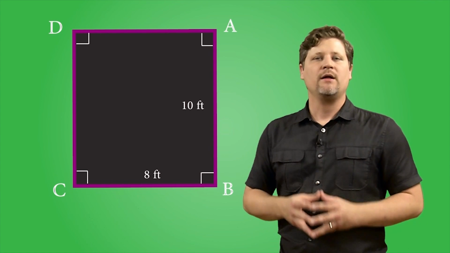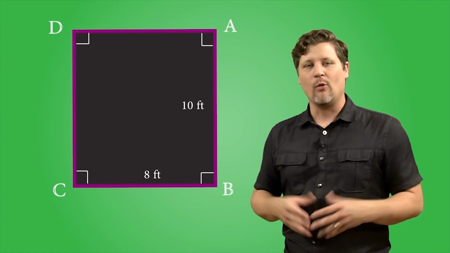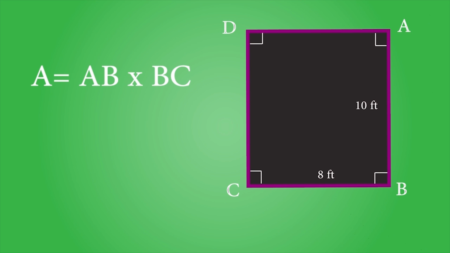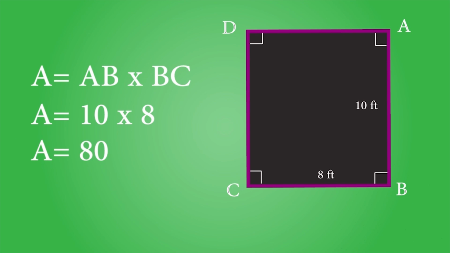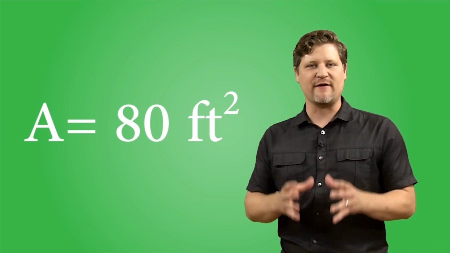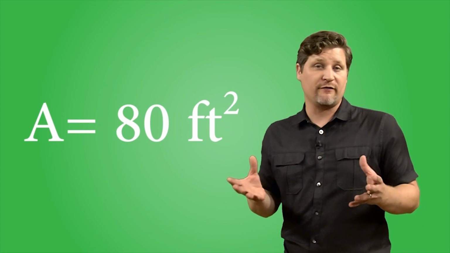To make it easy, to find out the area of your room, we'll multiply side AB with side BC. So that will be area equals 10 by 8, which is 80 feet. And because we're finding the area, and it's a two-dimensional figure, we write that as feet squared, or square feet.